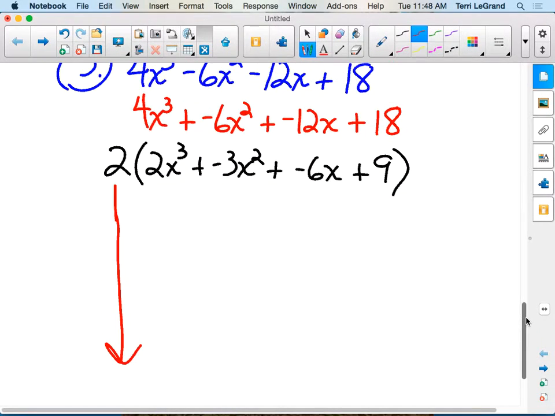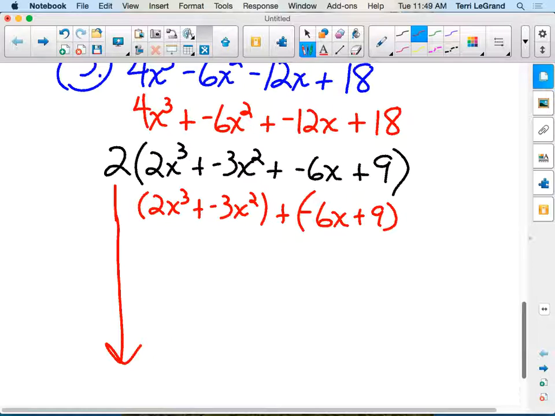Now we have a polynomial that has how many terms? 4, so we're going to look to see if it can be factored by grouping. The first group will be 2x cubed plus negative 3x squared, and this negative 6x plus 9 becomes the other group. Go ahead and get that factored.